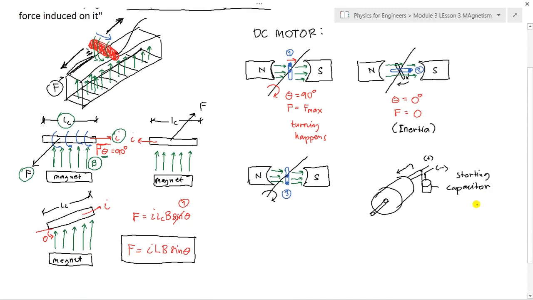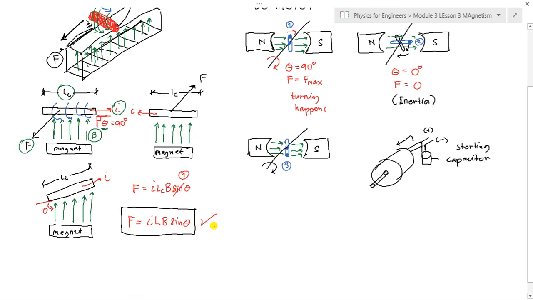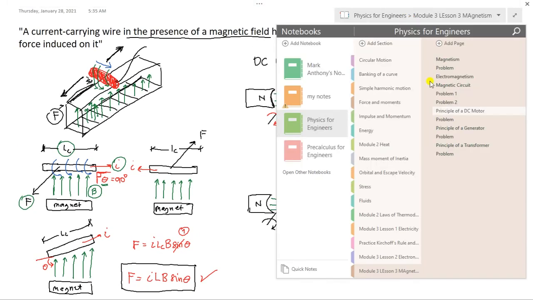Okay, so don't forget this formula. It quantifies the principle of our DC motor. Of course, in your AC-DC course there are more formulas, but this is just the basic fundamentals of the DC motor. You should know where the maximum force occurs, that is at 90 degrees, where the magnetic field is perpendicular to your conductor. No force is generated at 0 degrees, where the conductor is parallel to your magnetic field.